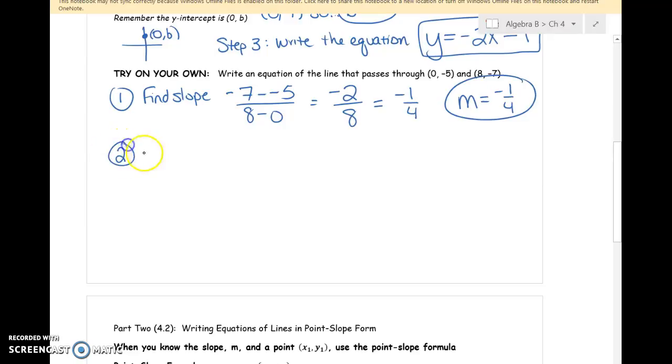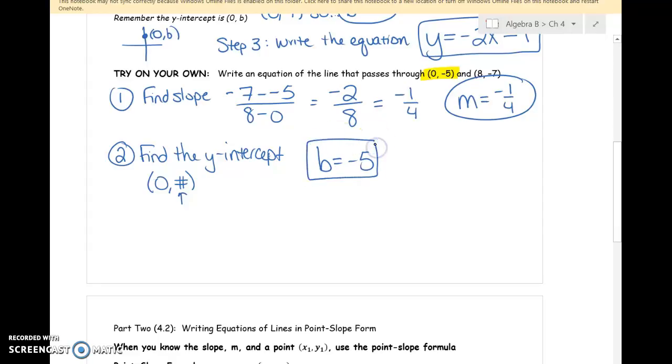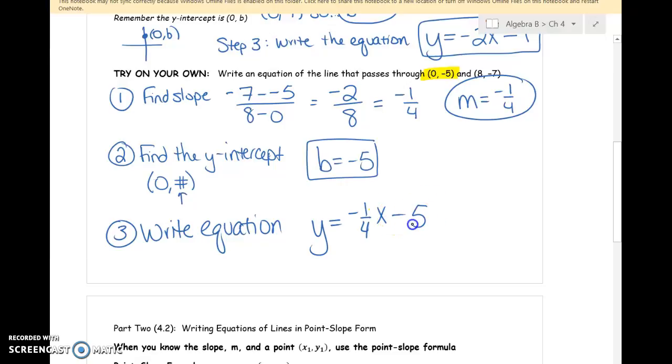Step 2 is find the y-intercept. And remember that any point that is 0, something, that something is the y-intercept. So if we look at our points, one of our points is 0, -5. So our y-intercept is -5. All right. Step 3, write the equation. Y equals -1/4 x minus 5.